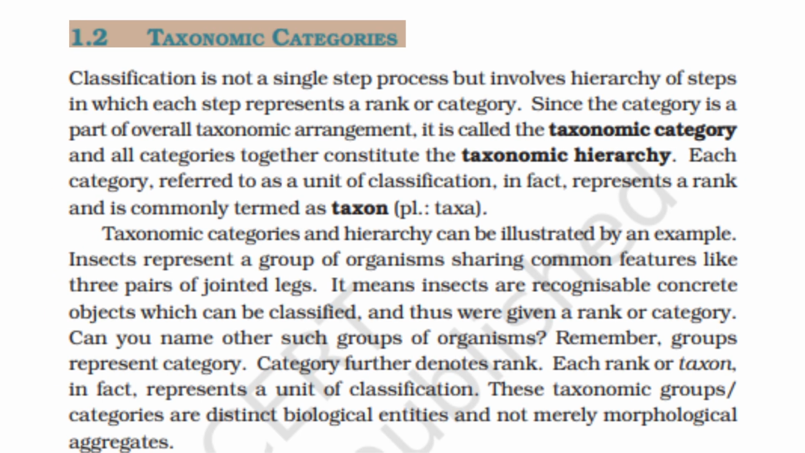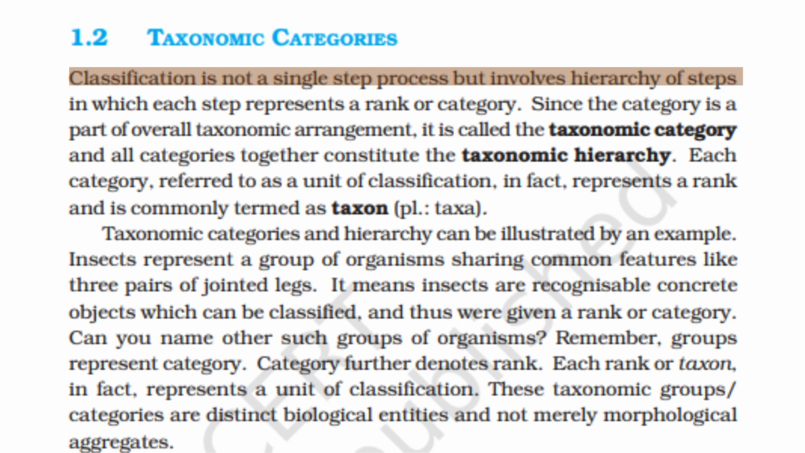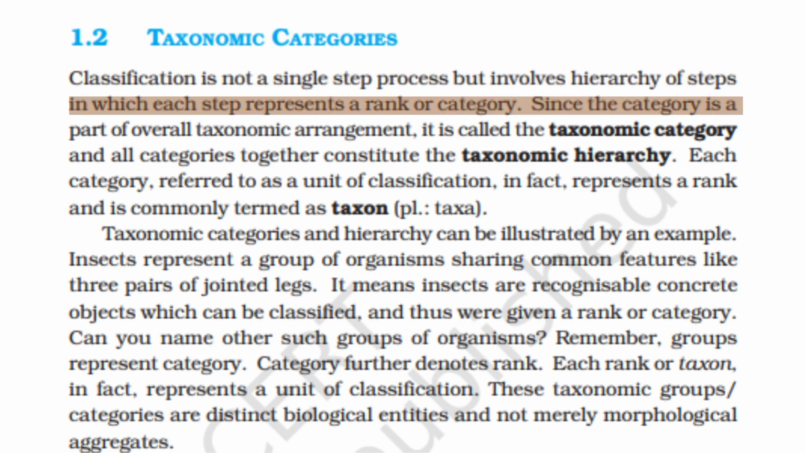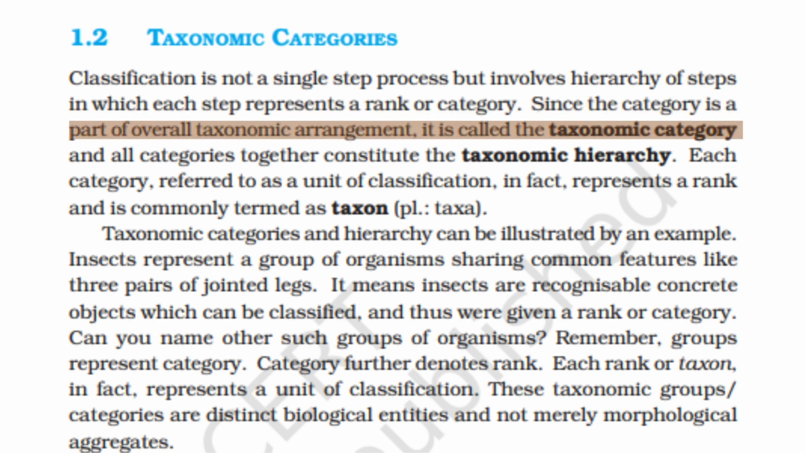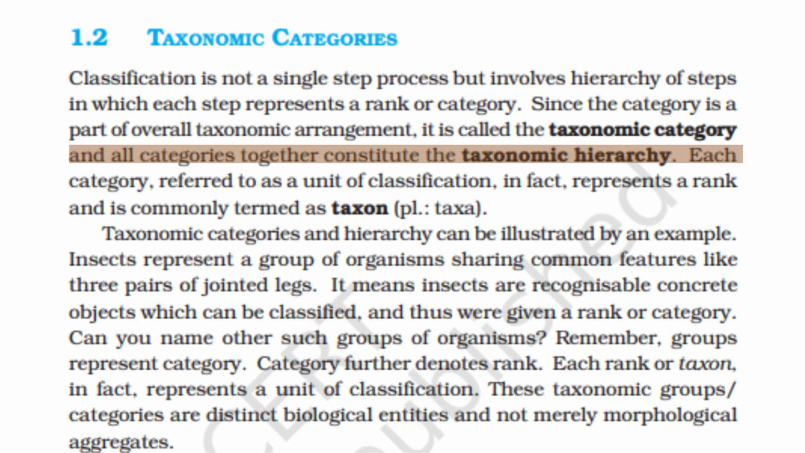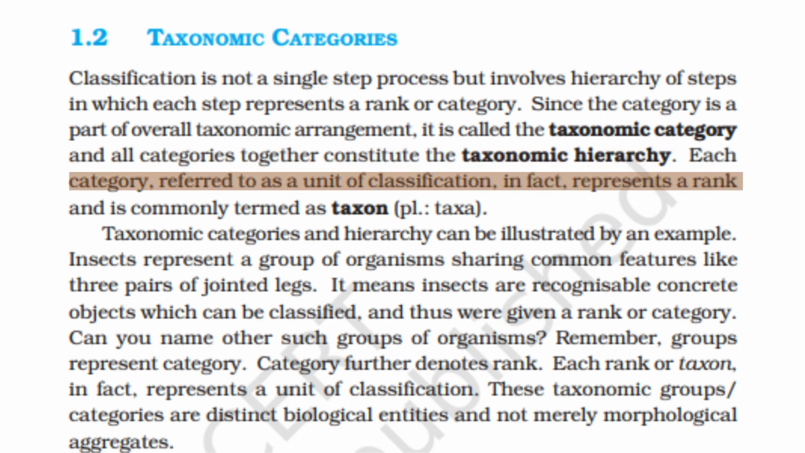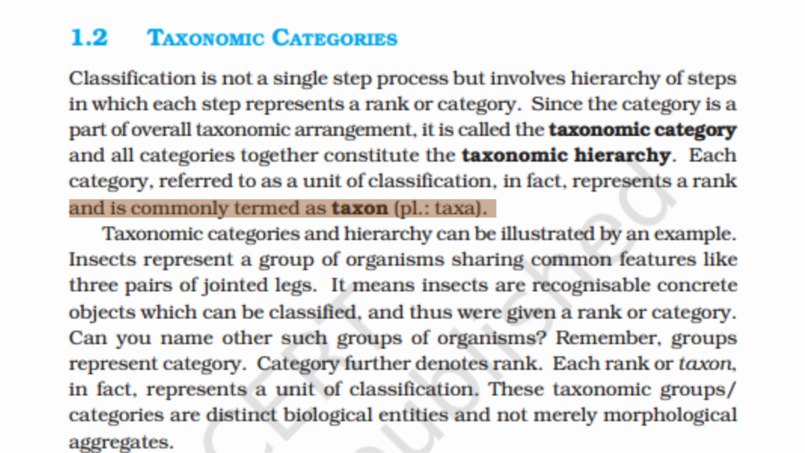Taxonomic categories. Classification is not a single step process but involves hierarchy of steps in which each step represents a rank or category. Since the category is a part of overall taxonomic arrangement, it is called the taxonomic category, and all categories together constitute the taxonomic hierarchy. Each category, referred to as unit of classification, in fact represents a rank and is commonly termed as taxon, plural taxa.